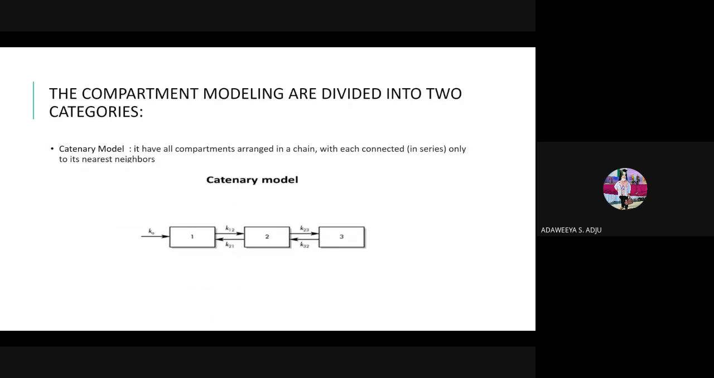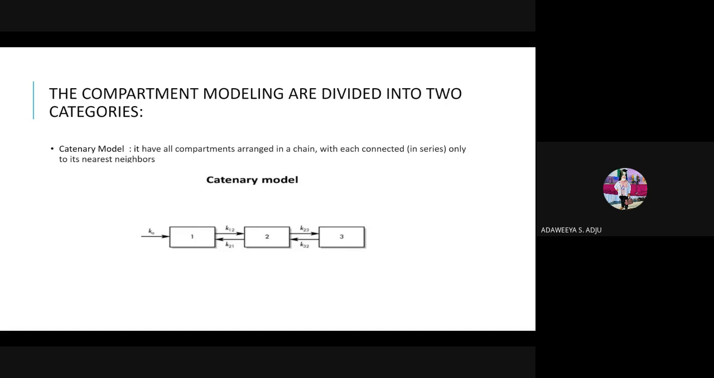Next, please. So another compartment model is the catenary model. As defined here, it has all the compartments arranged in a chain, connected in series only to the nearest neighbor. So this is how the catenary model looks like.